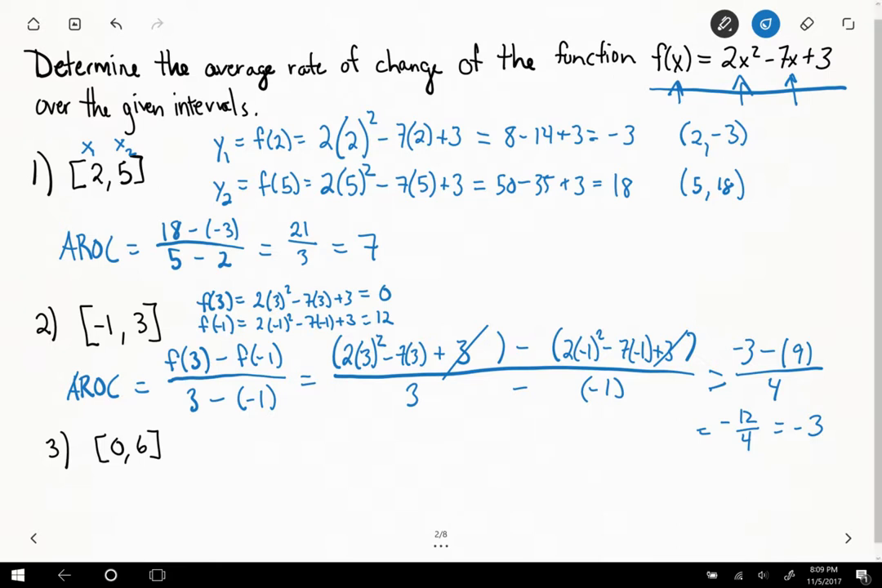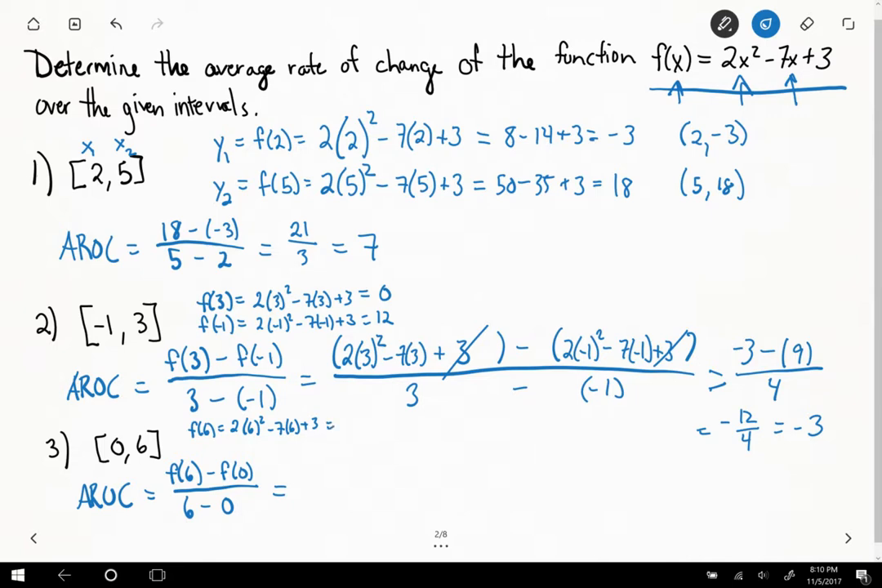Now moving forward to the next one, average rate of change. We can do f of 6 minus f of 0 all over 6 minus 0. So pick your favorite method. You've seen a few different ones. This one I will work off on the side first just so you can see it completely worked out. f of 6, once again, equals 2 times 6 squared minus 7 times 6 plus 3.